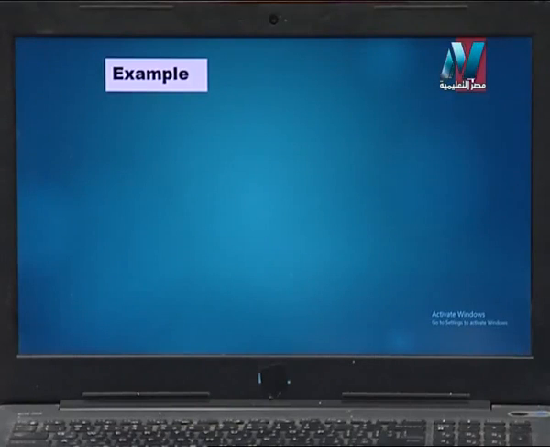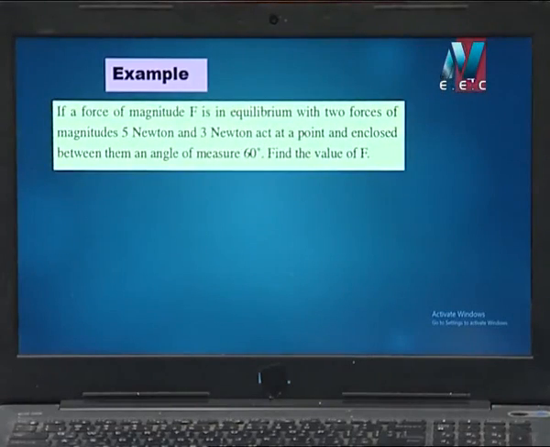Example: we have here, he says that if a force of magnitude F is in equilibrium with two forces of magnitudes 5 Newton and 3 Newton acting at a point and enclosing between them an angle of measure 60 degrees, find the value of F.